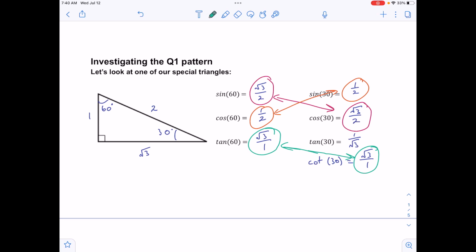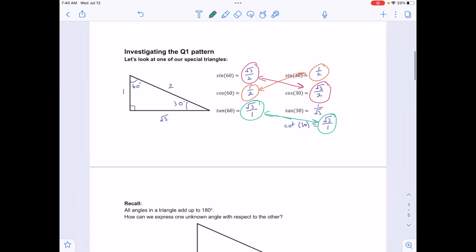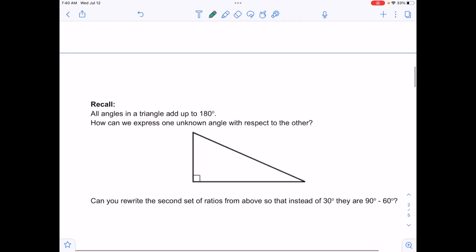Interesting, interesting. Let's keep this top of mind. We're going to come back to this idea in just a sec. Now remember that all angles in a triangle add up to 180 degrees. Okay, this is going back to elementary school here. How can we express one unknown angle with respect to the other?